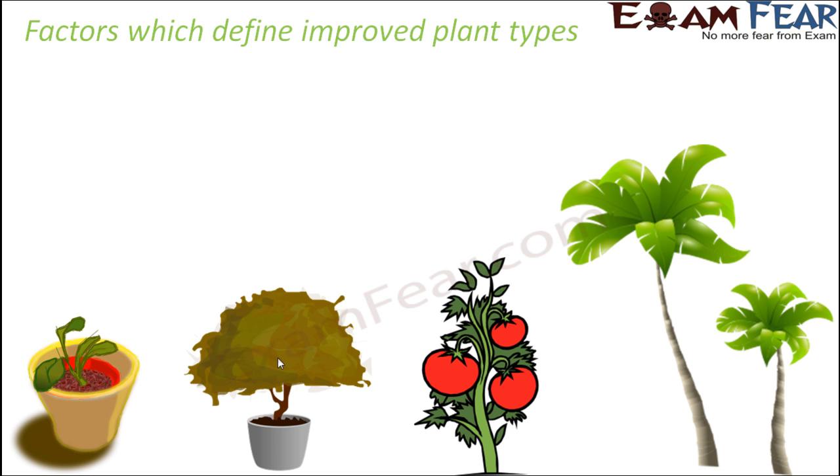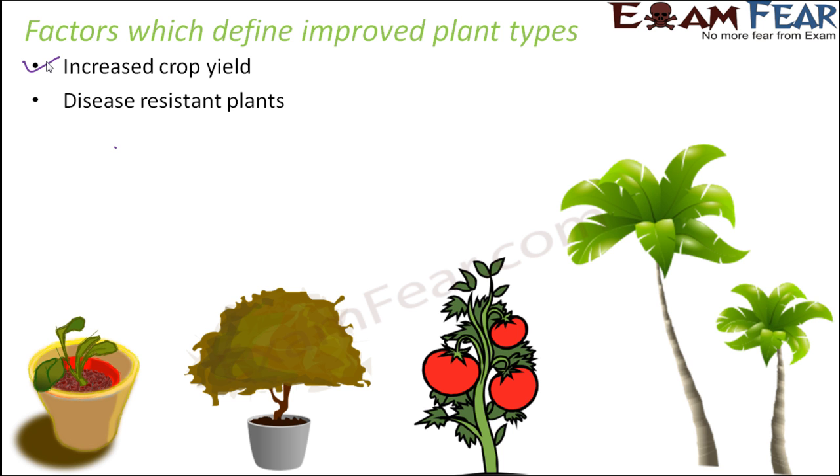So let us now look at the factors which define improved plant types. What are the characters which tell us that this is a good plant type or an improved plant type? What are the desirable characteristics which we look for in any plant type? First of all, increased crop yield. So we want more and more crops to be produced. So the productivity should be very high.